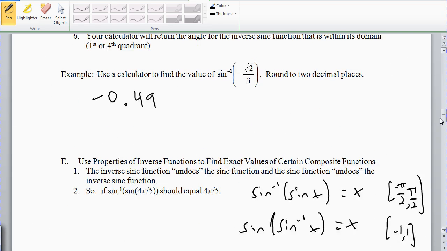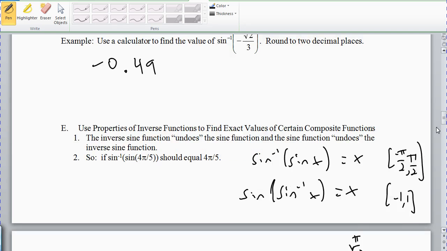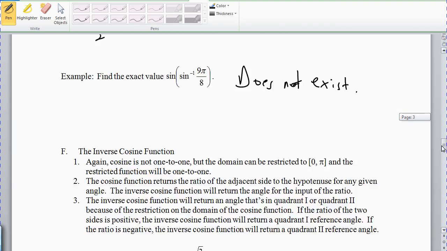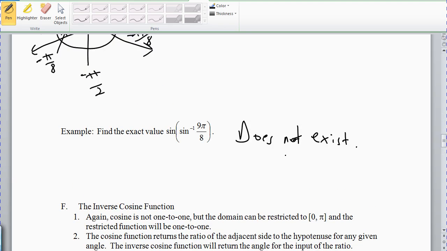Because you remember our domain restrictions? Inverse sine has its domain has to be negative 1 to 1, or x value does. And that's what that's saying. You can't find inverse sine of 9 pi eighths. It doesn't exist. So there's no solution here. There's no value here.